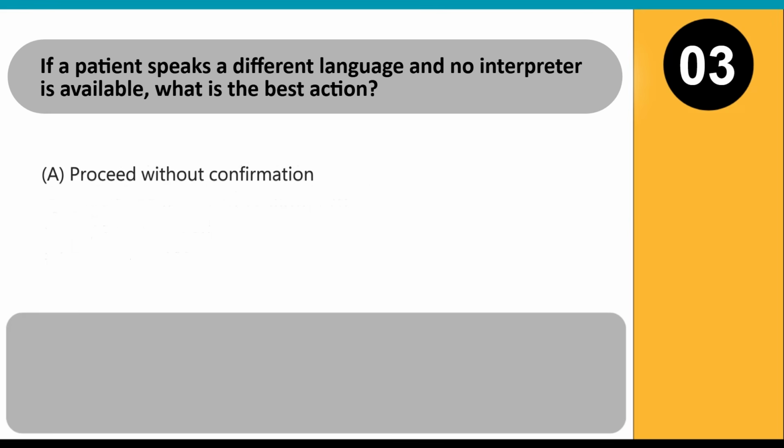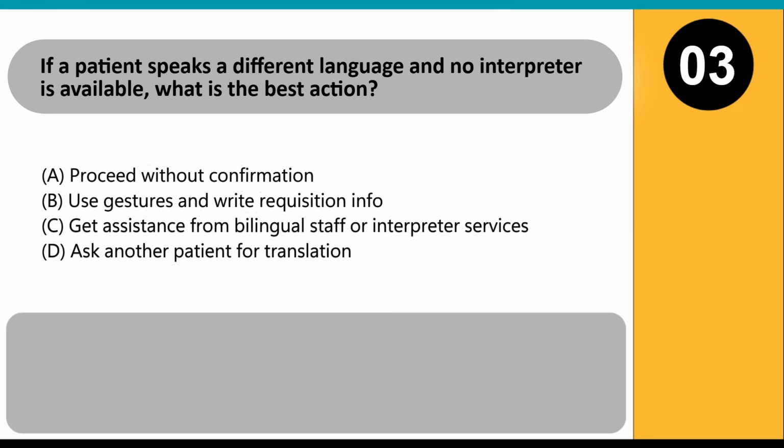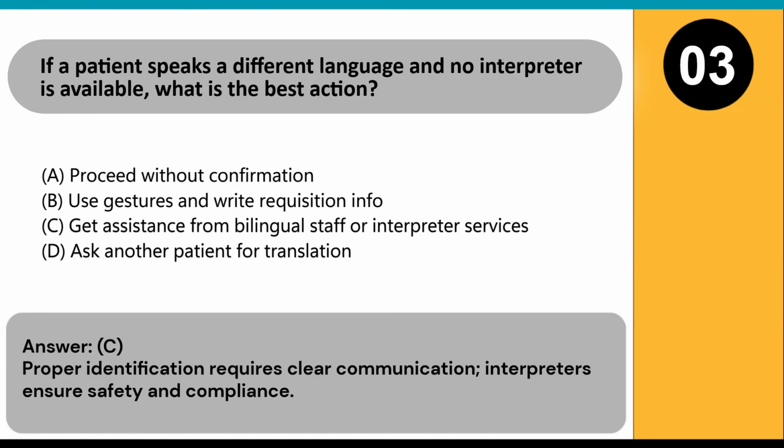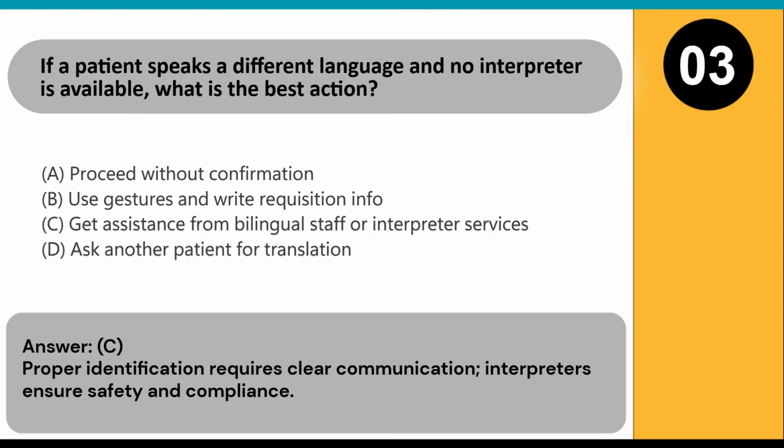If a patient speaks a different language and no interpreter is available, what is the best action? A. Proceed without confirmation. B. Use gestures and write requisition info. C. Get assistance from bilingual staff or interpreter services. D. Ask another patient for translation. Answer: C. Proper identification requires clear communication. Interpreters ensure safety and compliance.